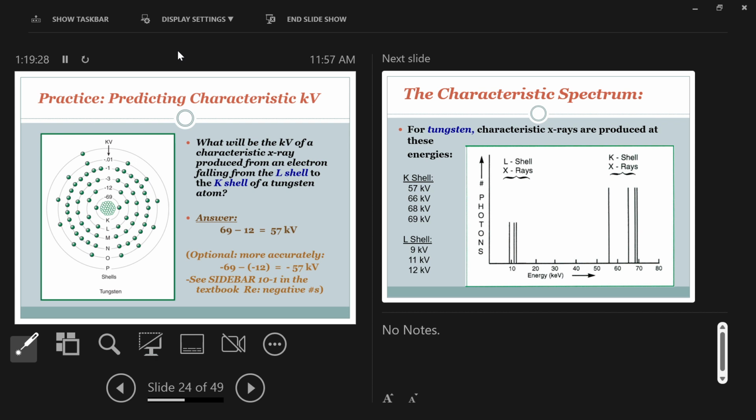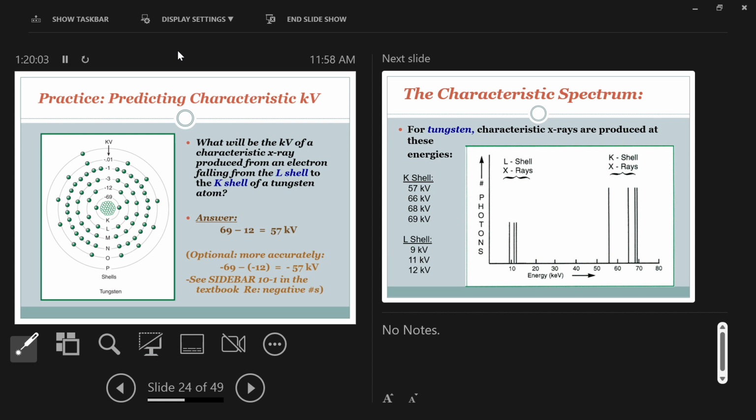So here's the deal. You eject this guy, and one of these falls into this position. So what you'll do is subtract the negative 12 from the negative 69. Negative 69 minus negative 12. Double negatives turn into a positive. Negative 69 plus 12 is negative 57. So the difference in energy from K shell to L shell is 57 kV.